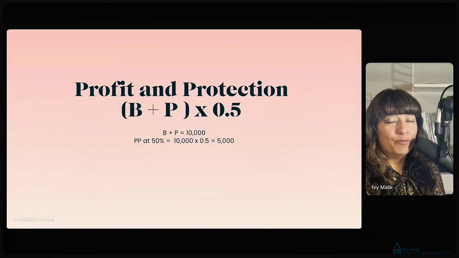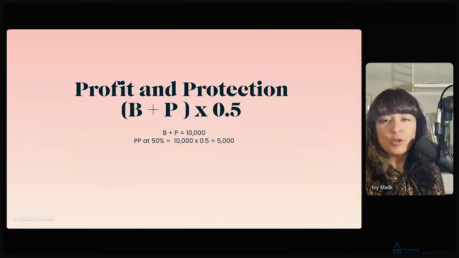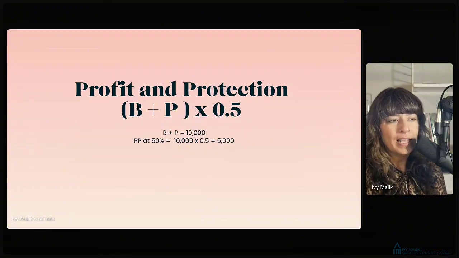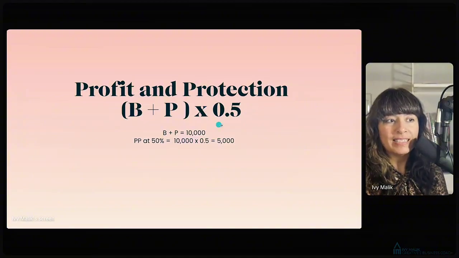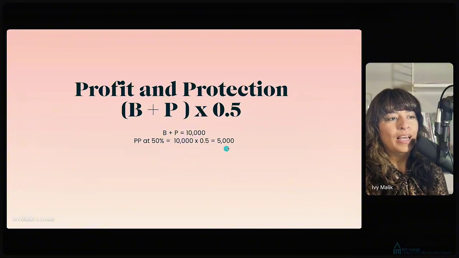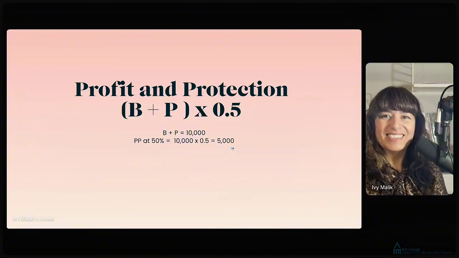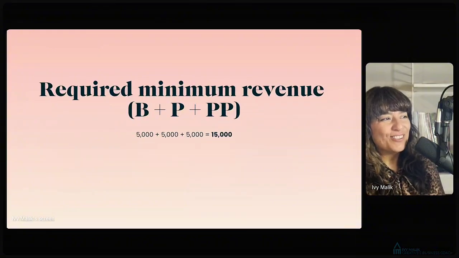So the formula is really simple. You add up your business expenses and your personal expenses, which we know is 10,000, which you can see here. And we multiply that by 50%, so that would be 0.5 in this scenario. And if you do that, you will end up with another 5,000. What a beautiful round figure I chose there.